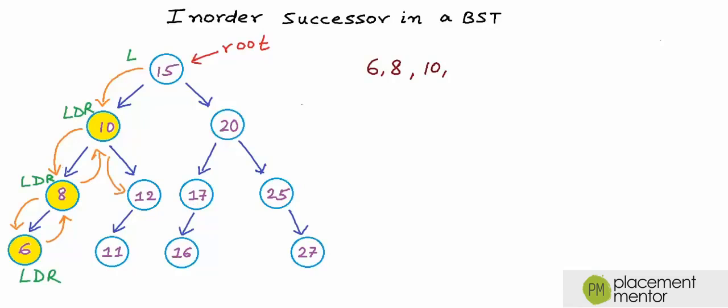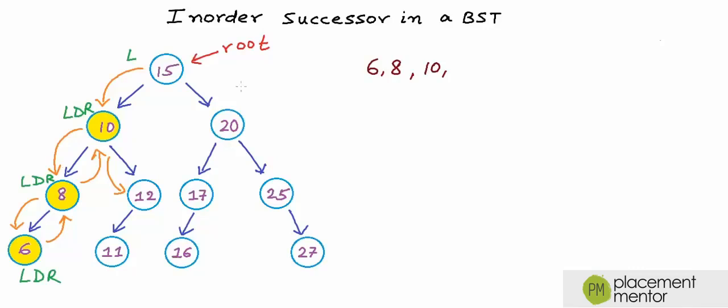So far we have visited 3 nodes. We first visited node with value 6, and then we visited node with value 8. So 8 is successor of 6, and then 10 is successor of 8. Now let's see what will be the successor of 10.